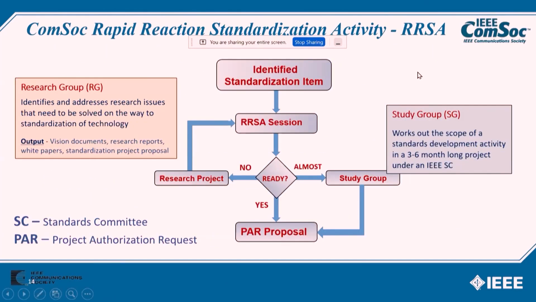You identify a standardization item, and we go item by item. In the RRSA session, we decide: is it ready? Is it mature? Can we shape it? If it's ready, it goes straight through, and we work on the PAR proposal. It takes time. Sometimes it takes more than one session to work out a PAR proposal. But still, we say it's ready. It's clear. They have a vision. We go for the PAR.